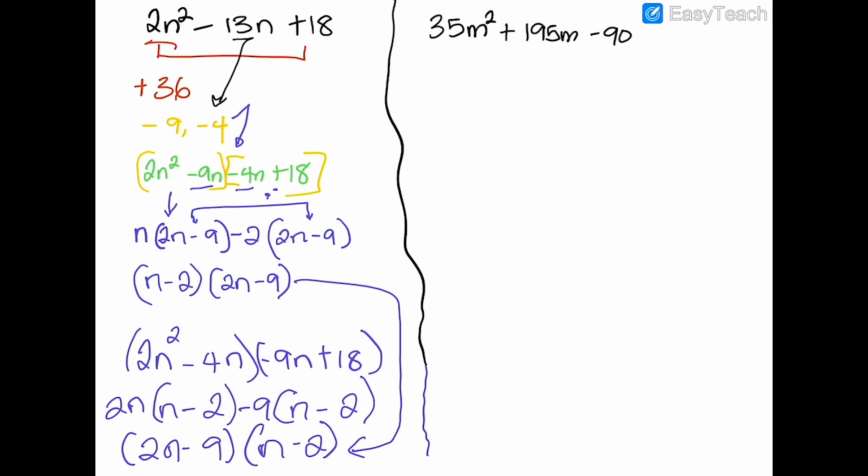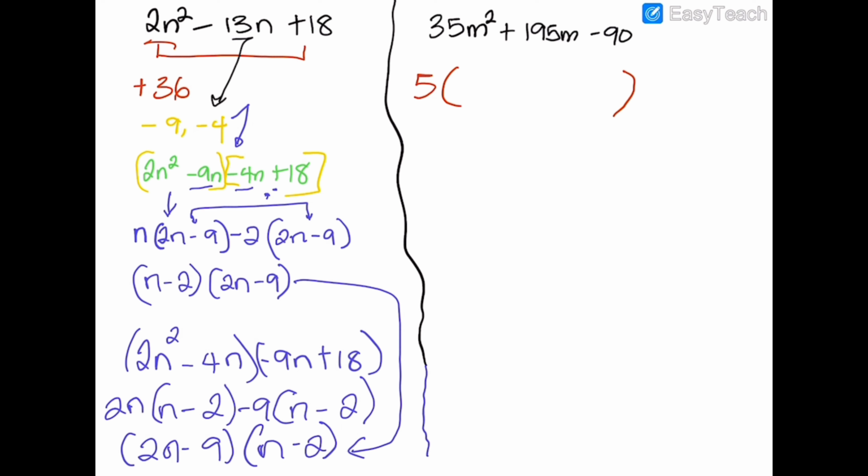So let's go to the next question. We have 35m squared plus 195m minus 90. Again, the first step is to always look for a GCF. Looking at this question, my A term is not a 1, and I could have just gone ahead to start using the decomposition method, but I found that there is something I can pull out from each of these, which gives me a GCF to simplify this trinomial a little more. So we're going to do that first. My GCF is a 5. Just a 5, not 5m, because this doesn't have an m, so we're not going to pull that out.